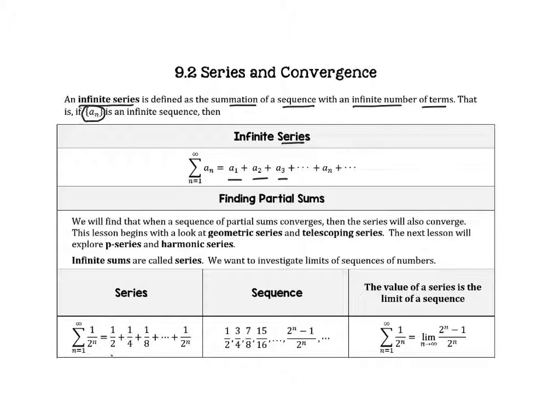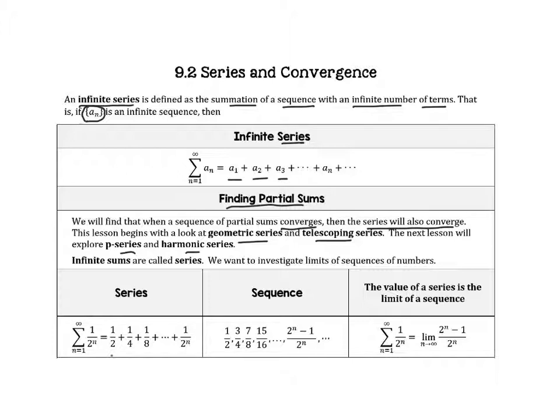And now we're going to talk about partial sums. With partial sums, you see that you're just taking part of the sum. That's why you have your partial sum. And we will find that if a sequence of partial sums converges, then the series will also converge. And so we will talk about geometric series and telescoping series, and then we'll get to p-series and harmonic series. So we do have a couple of different ways to look at these.